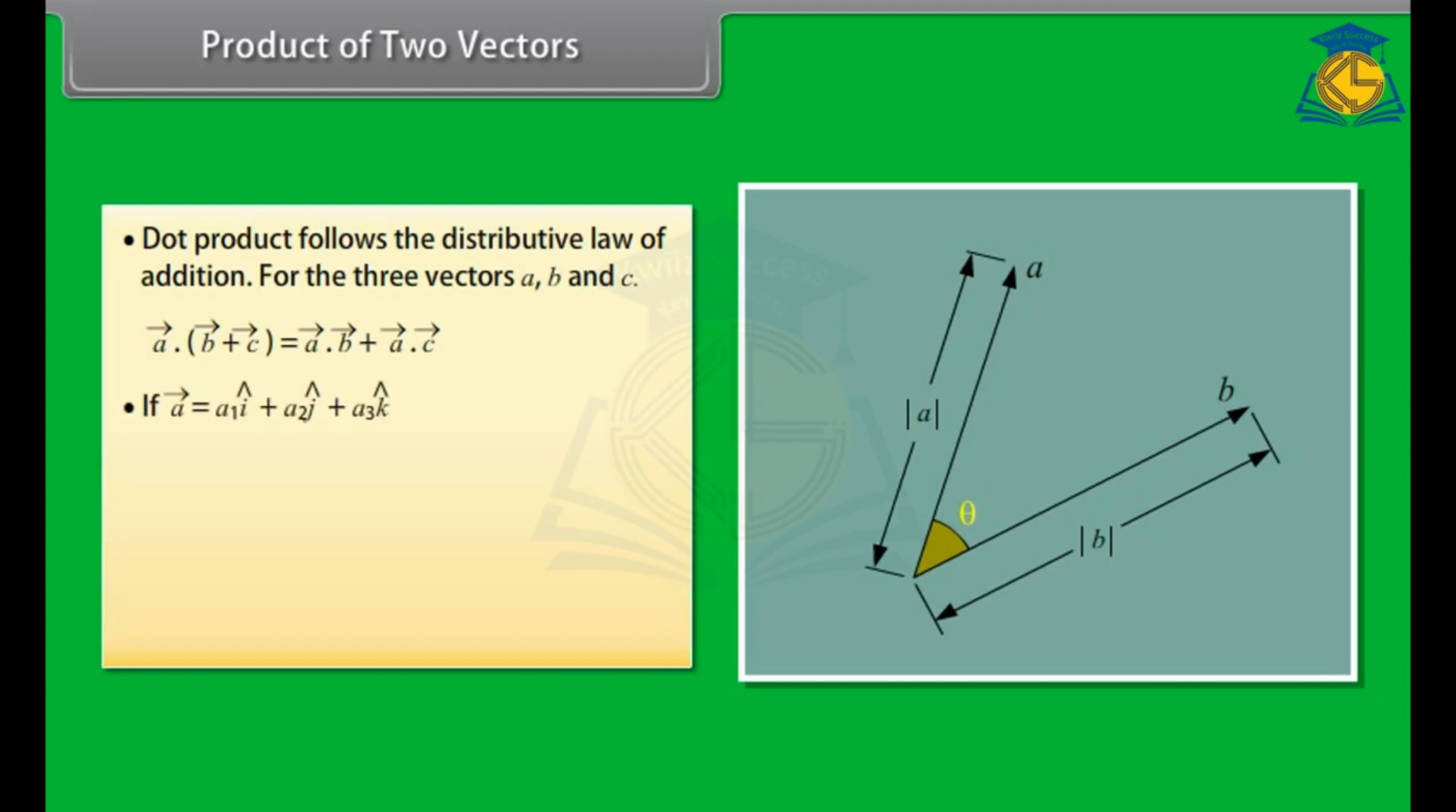If vector A is equal to A1 cap I plus A2 cap J plus A3 cap K, and vector B equals B1 cap I plus B2 cap J plus B3 cap K, then the dot product of vector A and B equals A1 B1 plus A2 B2 plus A3 B3.